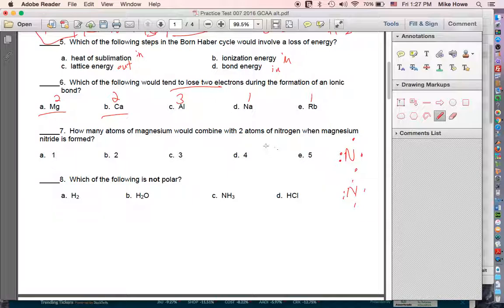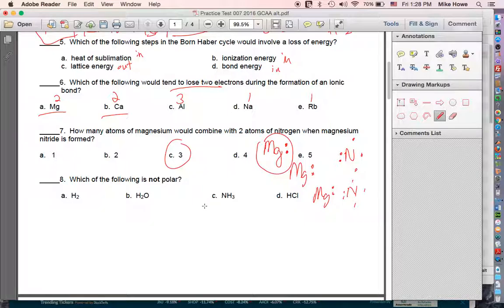So if magnesium has 2 to give away, how many of these atoms would it take to give away 6? Well, you'd need 3 atoms, each atom having 2 electrons. So that would make the 6 that are needed to fill up the nitrogen. So the answer was 3, which is not polar.